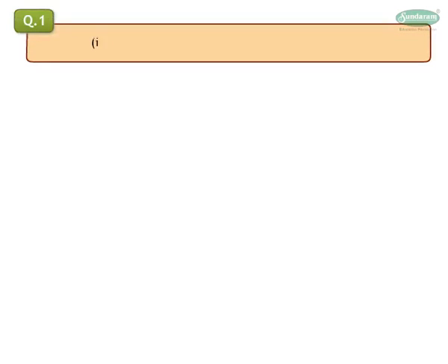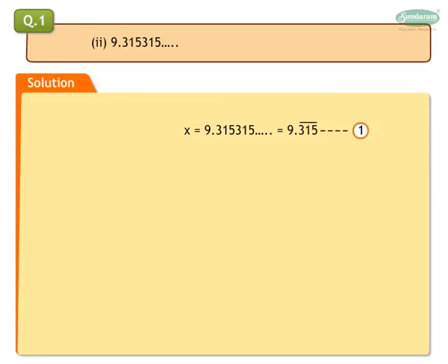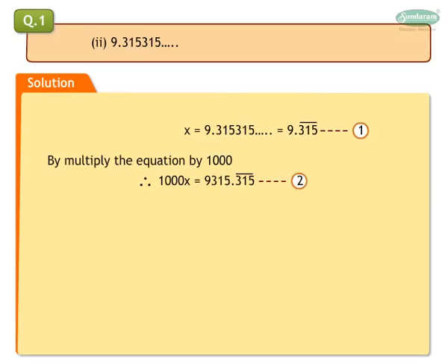Question 1, part 2. 9.315 recurring. Let x be equal to 9.315 recurring, which is equal to 9.315 with a bar. Multiply the entire equation by 1000 since the recurring sign is on 3 digits. Therefore, we get 1000x is equal to 9315.315. Now, subtracting statement 1 from 2.